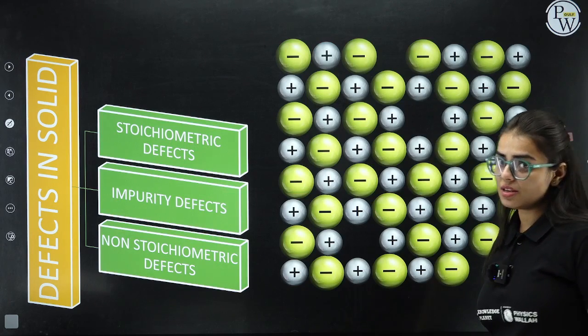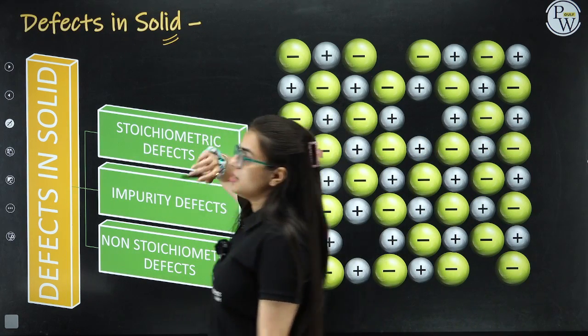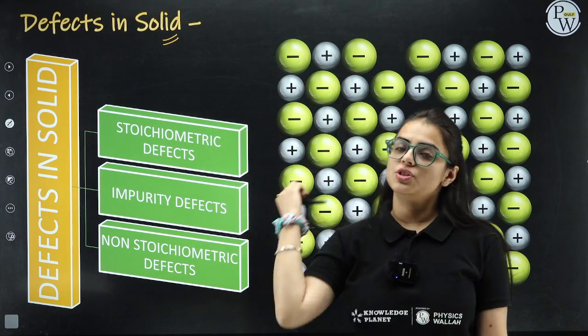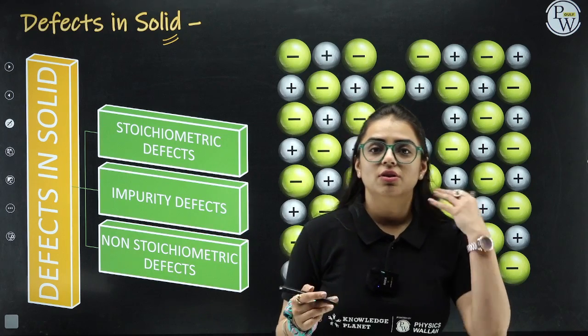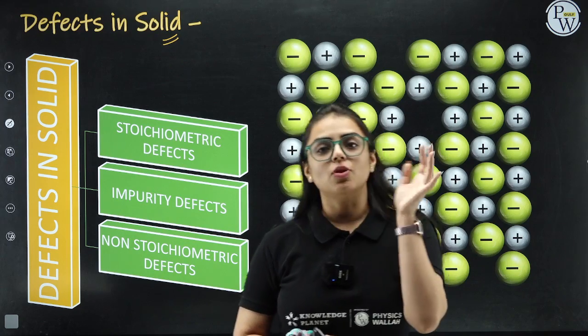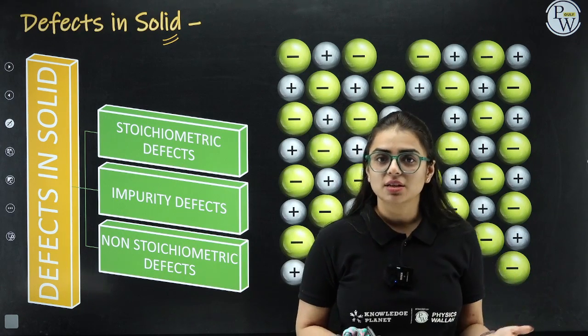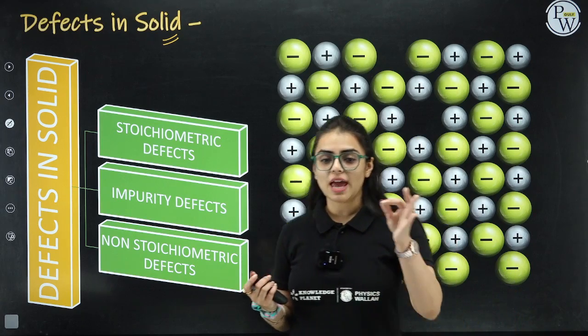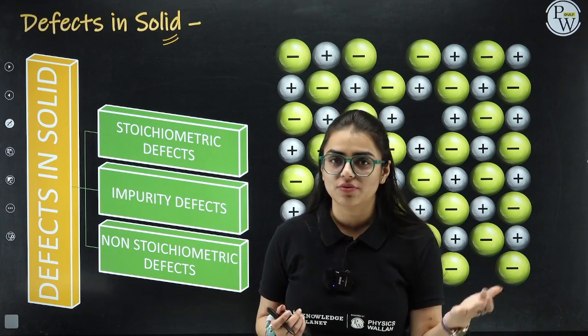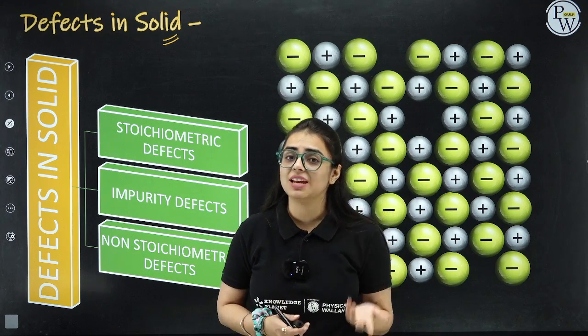Now comes our last topic, defects in solids, or I would say imperfections in solids. Why does imperfection arise? Imperfection can arise due to the replacement, displacement or misplacement of an atom from the crystal structure. It can be seen in a line, in a plane, or at a point. When there is a defect at a point, that is a point defect. When there is a defect in a line, that is a line defect. When there is a defect in the plane, it is a plane defect.